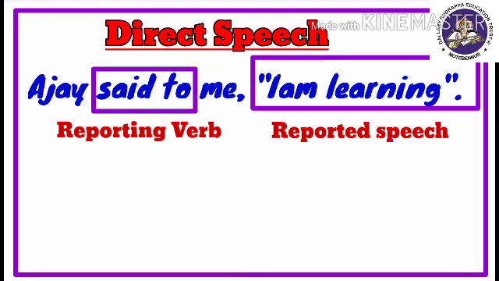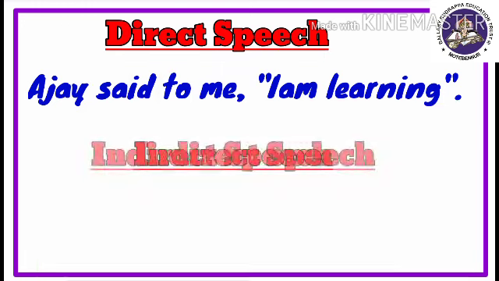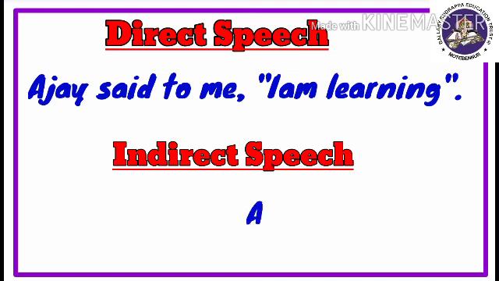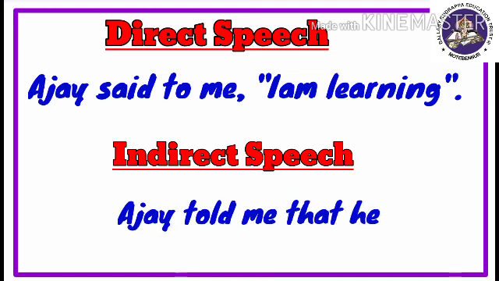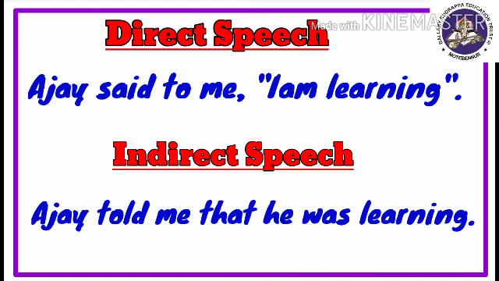Now let's see how to change to indirect speech. Ajay told me that he was learning. This is called indirect speech. Just observe the changes that happened here. The inverted comma is removed and the tense is changed. "I am learning" has changed to "that he was learning."